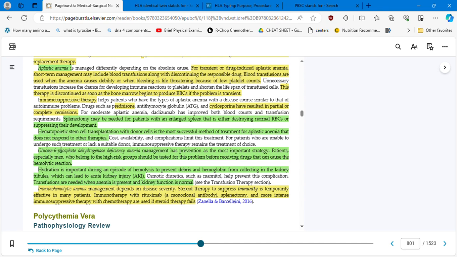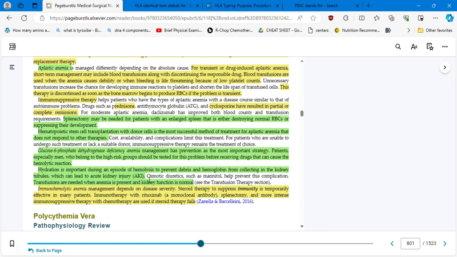In glucose-6-phosphate dehydrogenase deficiency anemia, management has prevention as the most important strategy. Patients, especially men who belong to the high-risk groups, should be tested for this problem before receiving drugs that can cause the hemolytic reaction. Hydration is important during an episode of hemolysis to prevent debris and hemoglobin from collecting in the kidney tubules, which can lead to acute kidney injury.